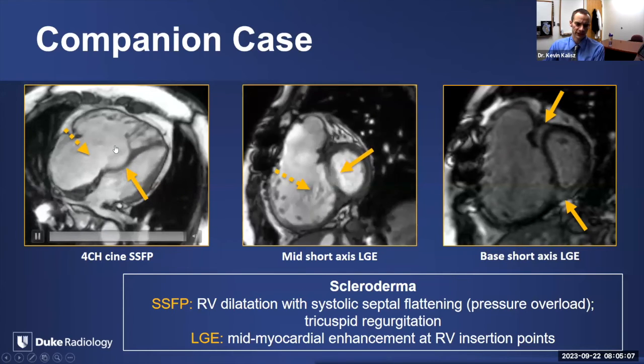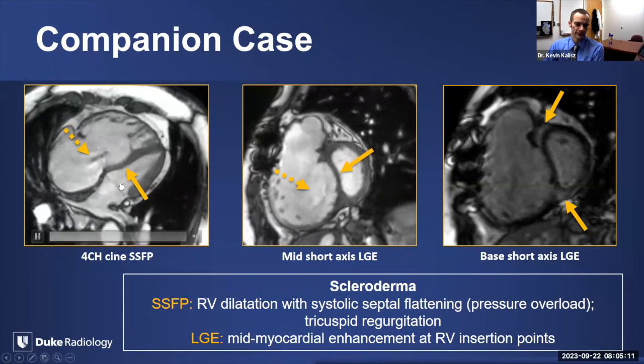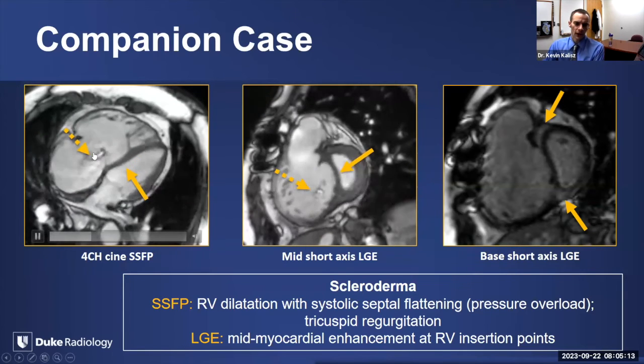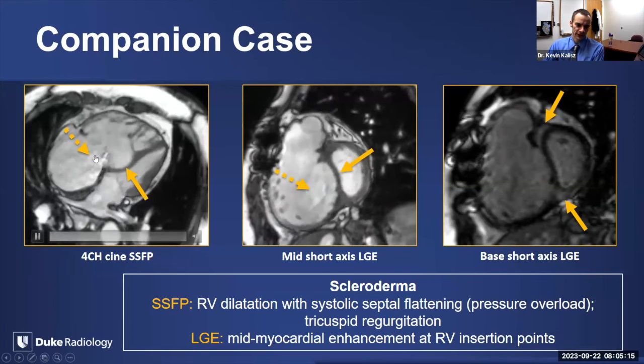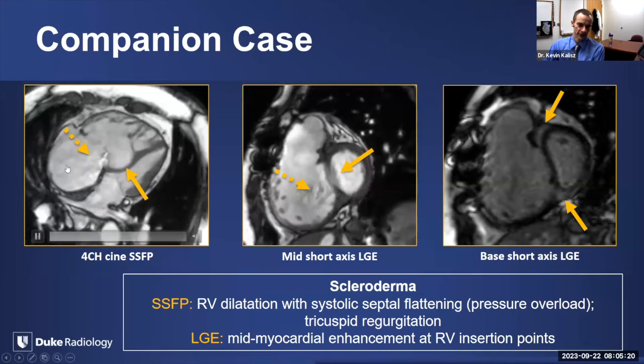Just from a morphologic standpoint, you can see that the right ventricle and right atrium are quite dilated, particularly compared to the left. You can see a little bit of regurgitation here with this dephasing jet emanating from the tricuspid valve into the atrium.